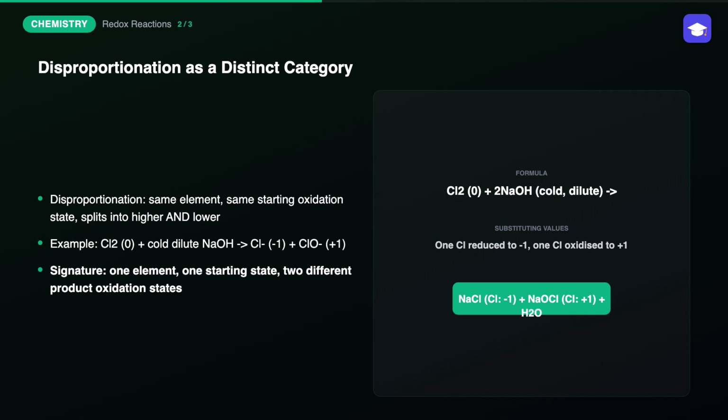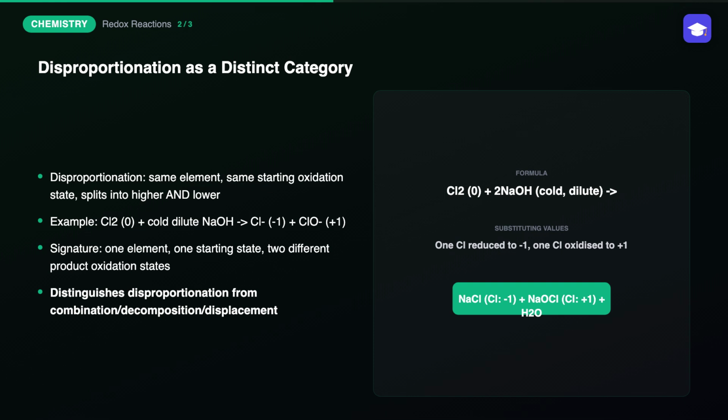Recognizing this pattern requires checking whether a single element appears in the same oxidation state in the reactant and across multiple different product species, with different oxidation states here. That distinguishes disproportionation from the other three reaction types.